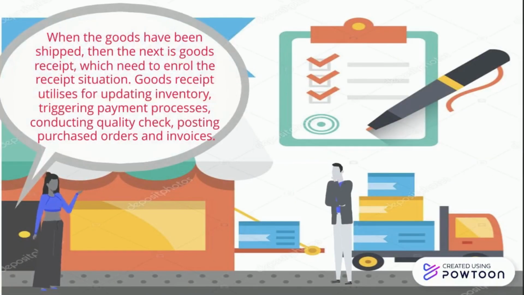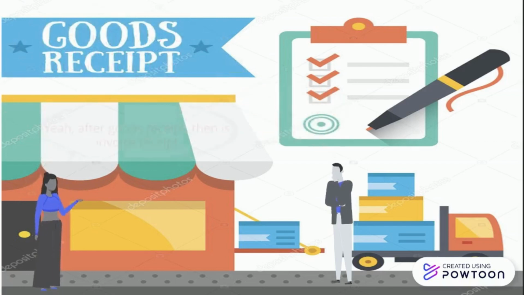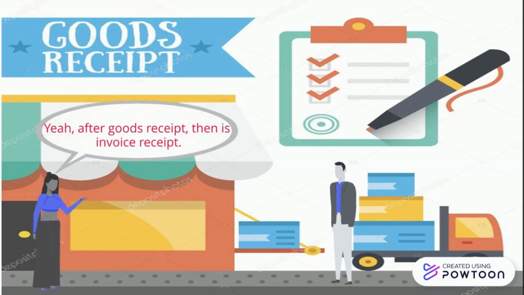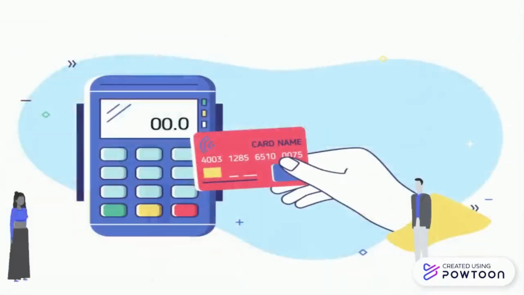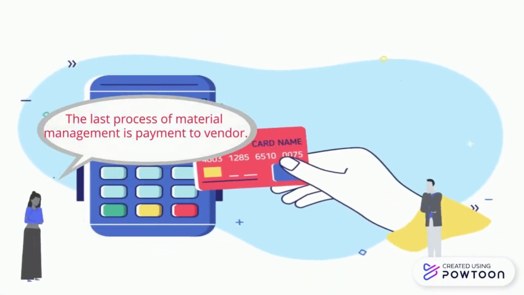When the goods have been shipped, the next is goods receipt, which records the receipt situation. Goods receipt is used for updating inventory, triggering payment processes, conducting quality check, and posting purchase orders and invoices. Each phase has a lot of processes. Yeah, after goods receipt, then is invoice receipt. The last process of material management is payment to vendor.